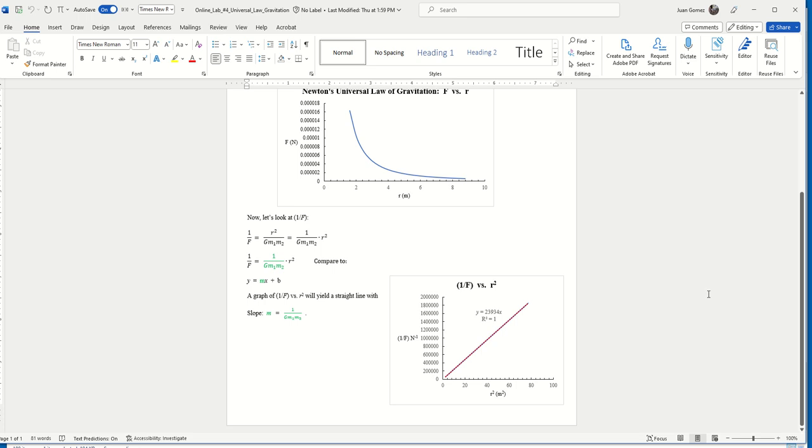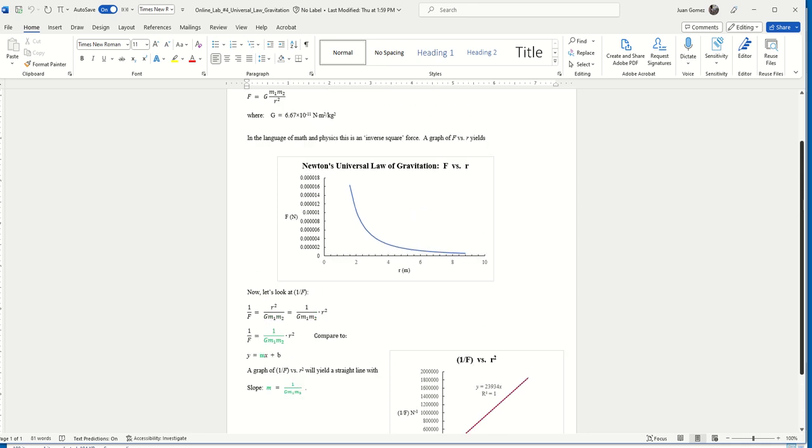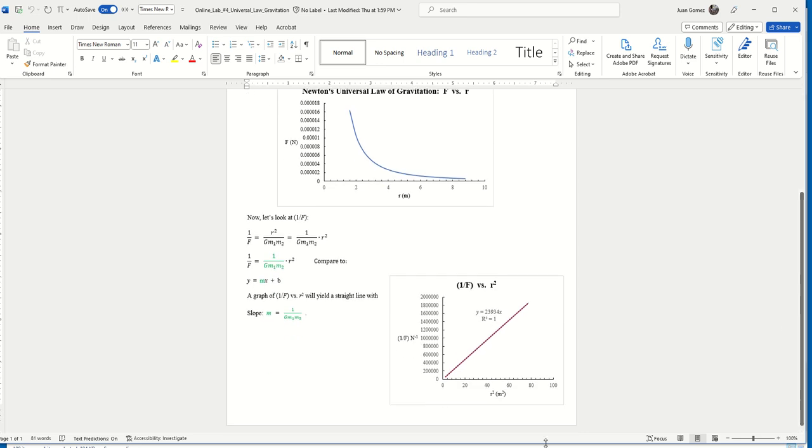So what we're going to do in the online lab is, the simulation simulates the universal law of gravitation. We're going to collect the data from the simulation. We're going to do the calculations with Excel, do some percent errors, and we're going to do two graphs. We're going to graph F versus r, and the shape should look like this. It's known as an inverse square for us. Then we're going to graph 1 over F versus r squared. We should get a straight line, and the slope should equal the value 1 over G m1 m2. So that's the idea.